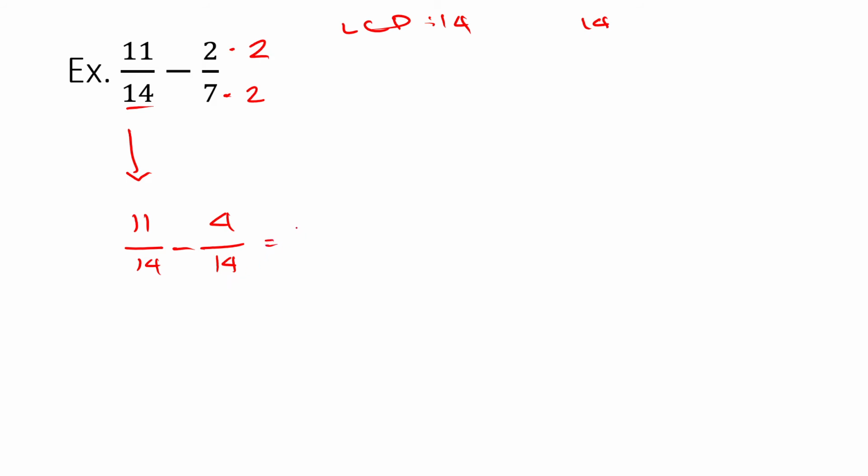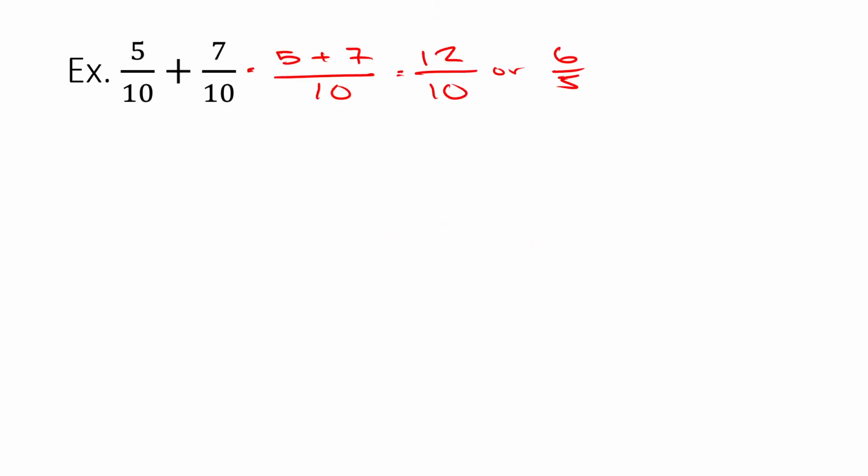So step 4 is you subtract the numerators, 11 minus 4, and you keep the denominator the same. 11 minus 4 is 7, and the denominator is 14. So we have 7 over 14 or 1/2.